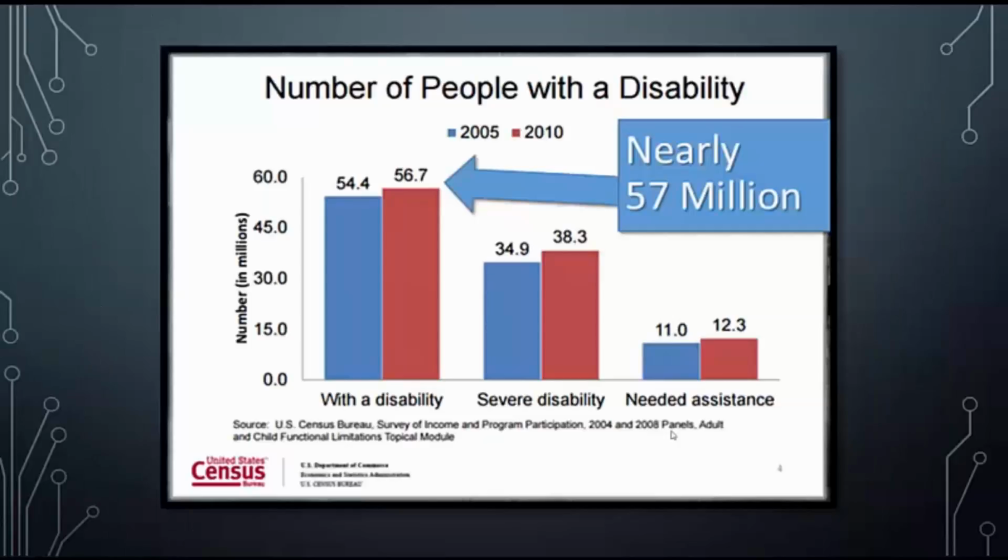Now, according to the U.S. Census Bureau's 2010 study, nearly 57 million people have a disability, with over 38 million of those reporting a severe disability, and more than 12 million requiring assistance to engage in normal daily functions such as eating, bathing, etc. If you look at that middle number, 38.3, with a population of approximately 330 million people in the United States, 38.3 would constitute more than 1 in 10 persons in the United States with a severe disability, as self-reported, of course.